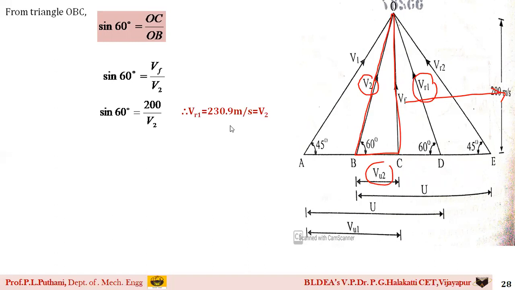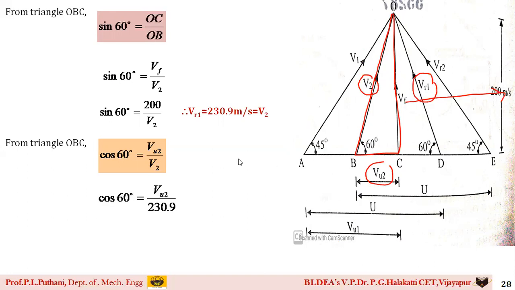Similarly, we can go for finding the cos function. In the same triangle, cos 60 degree is equal to the adjacent side, that is VU2, over the hypotenuse, which is V2. So directly on simplification, I get the value of VU2 as 115.45 meters per second.